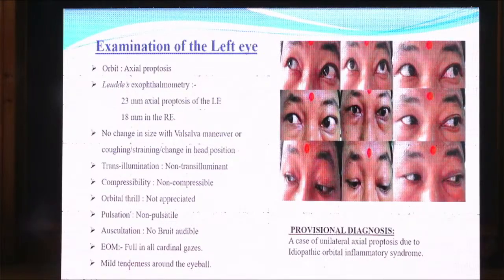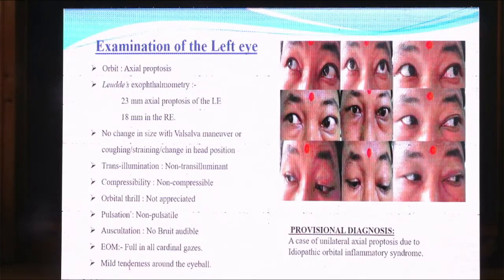Compressibility, it was not compressible. No orbital thrill was there. It was non-pulsatile. On auscultation, there is no bruit present. Extraocular muscle movement was full in all cardinal gazes. Mild tenderness around the eyeball.